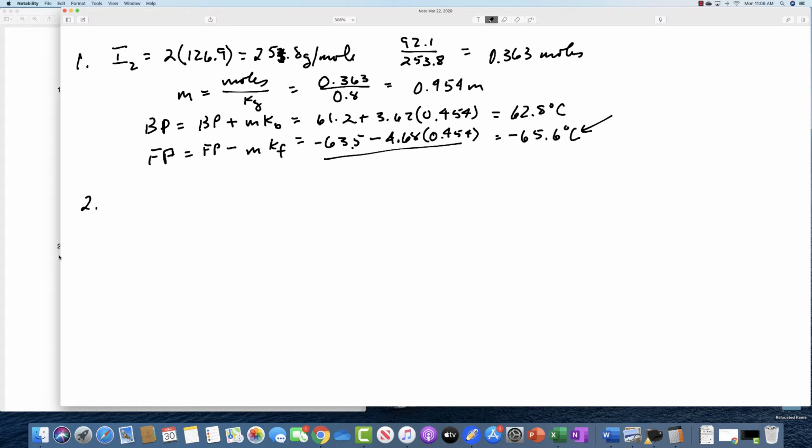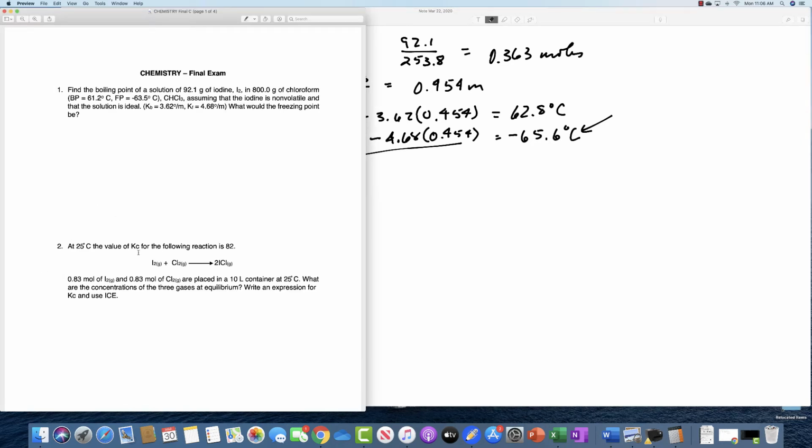Number 2 states that the Kc for this reaction is 82, and here's the reaction. And we have 0.83 moles in 10 liters of solution. So what that means is that the molarity of both of these is these numbers divided by 10.